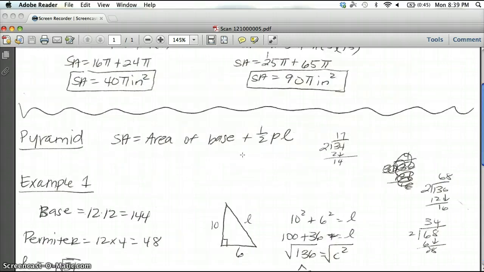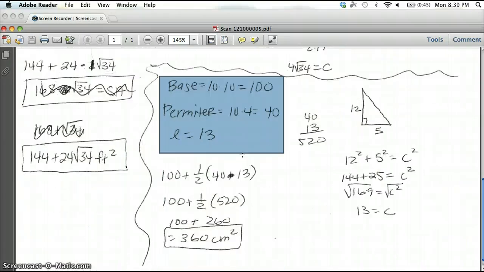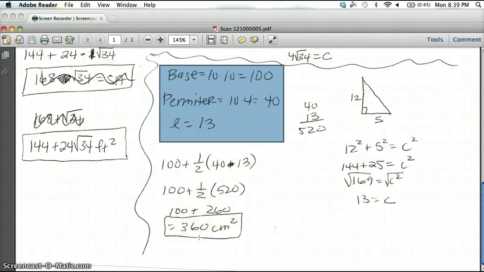So again, my formula is the area of my base plus 1/2 perimeter times my lateral height. So my base is 100 plus 1/2 of my perimeter times my lateral height. So 40 times 13 is 520. I took half of that and I got 260. So 100 plus 260 is 360 centimeters squared.